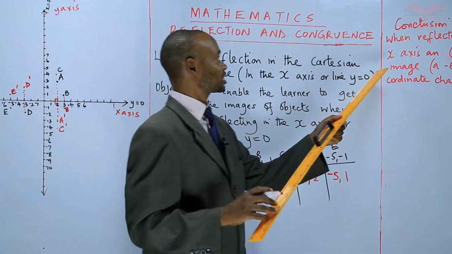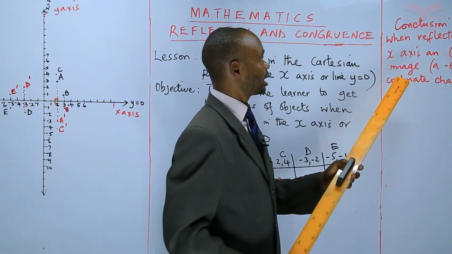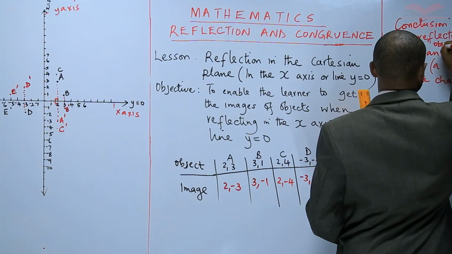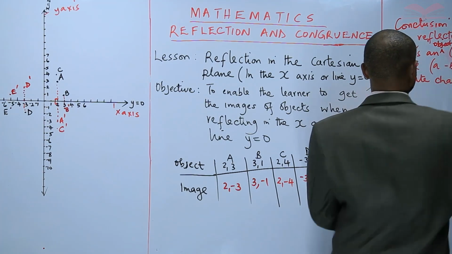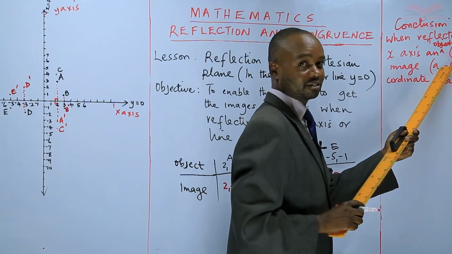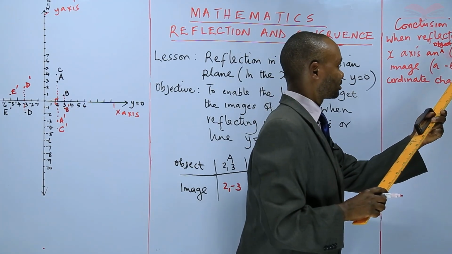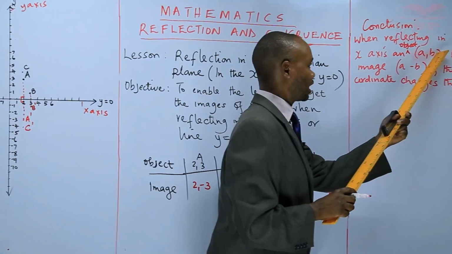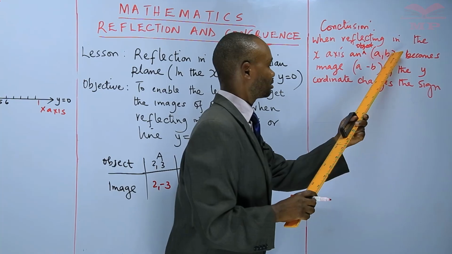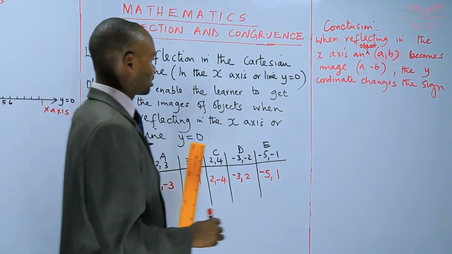So we summarize it by saying, when reflecting in the x-axis, an object AB becomes an image A negative B. The y-coordinate from the object changes the sign. If it was positive, it becomes negative. If it was negative, it will become positive, because negative, negative is positive.